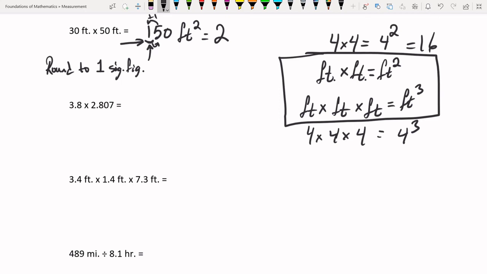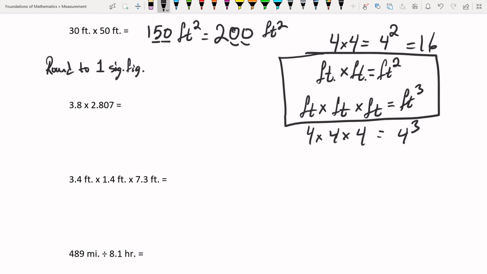That becomes 2. Now, these zeros, let me clean this up here. These places here must be filled with zeros because we can't just drop it, right? If we dropped it, then it would be 2. But that's not what the number is, right? The number is closer to 200 than 2. And in fact, we round up to 200 feet squared.